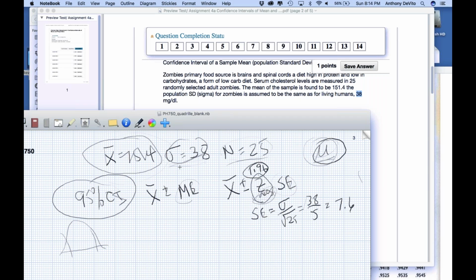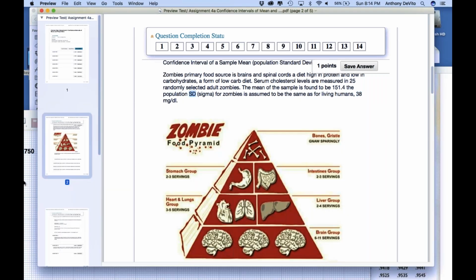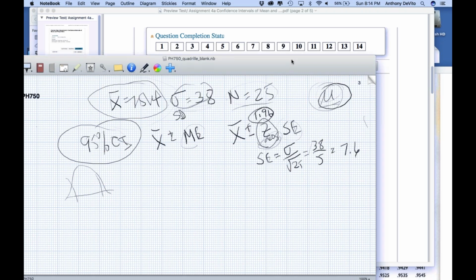If I didn't know the population standard deviation and only knew the standard deviation for the sample, well, then I would use the equivalent t-score. Now, there isn't a single t-score for an alpha error of 5% or 95% confidence interval. The t-score for that is dependent on the sample size, so I would have to look it up on a chart. That would be my critical value of t. Okay, so I'm going to complete this. I'm going to say x bar is 151.4 plus or minus 1.96 times the standard error, which is 7.6.